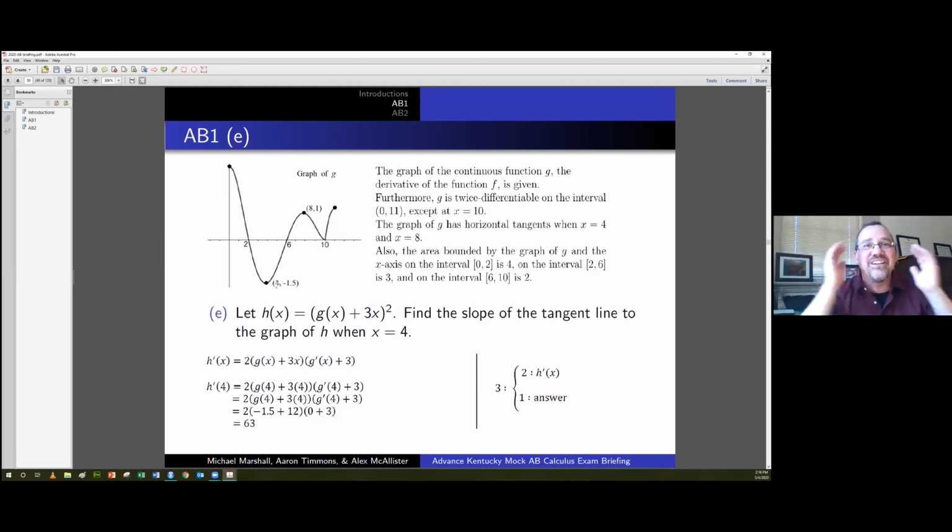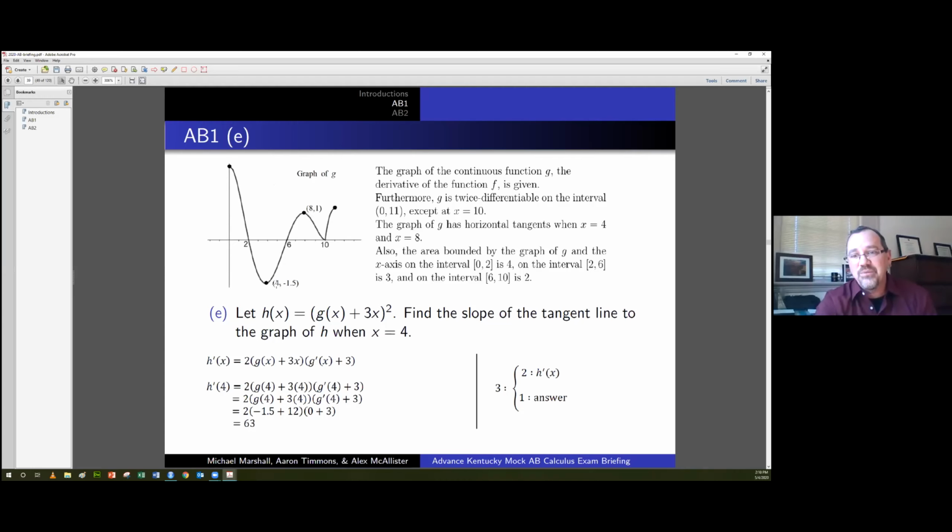All right, so the last part: we've given them a new function. We've been playing with F's and G's. Let's switch to H, and we've given them, actually, it's G of X plus 3X all squared, and asked them to find the slope of the tangent line. So we're looking for some expression for H prime of X, and then the answer, which in this case is 63.